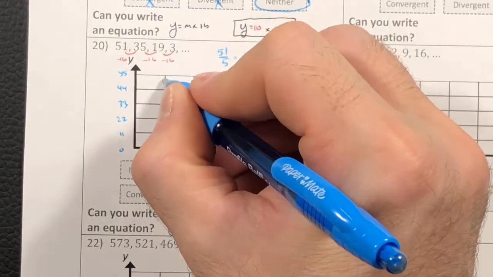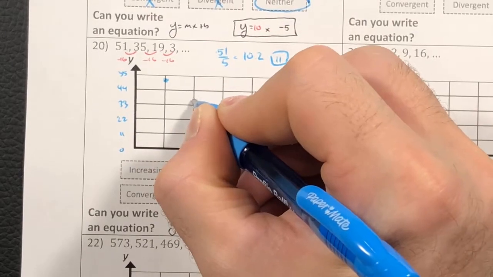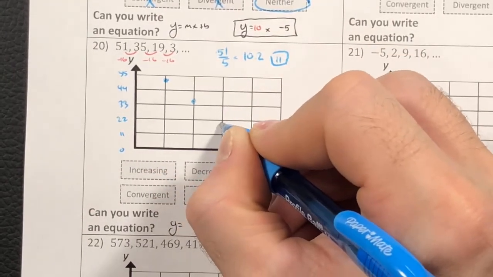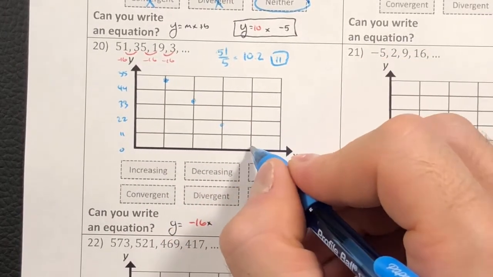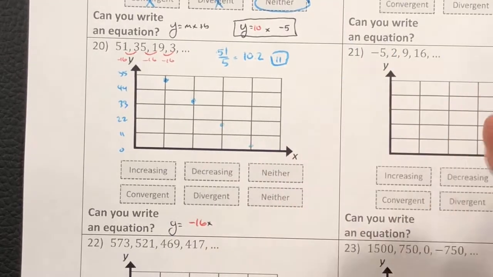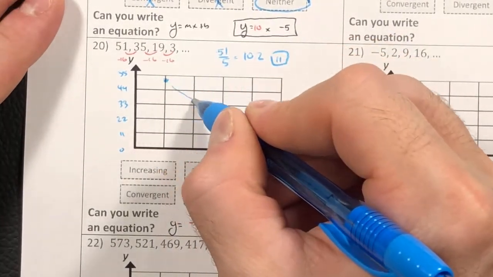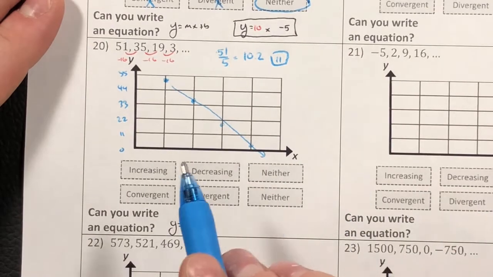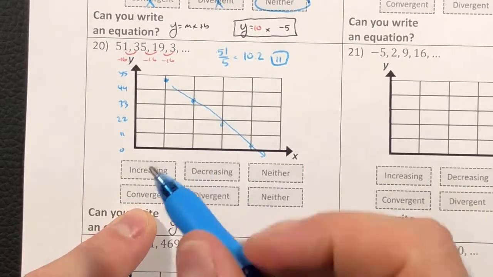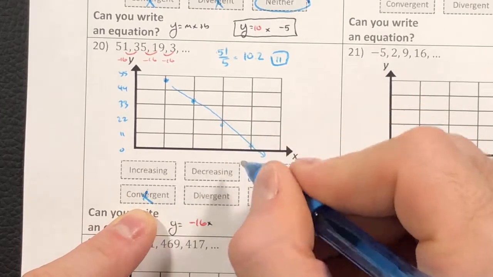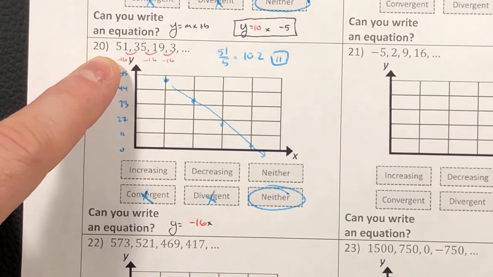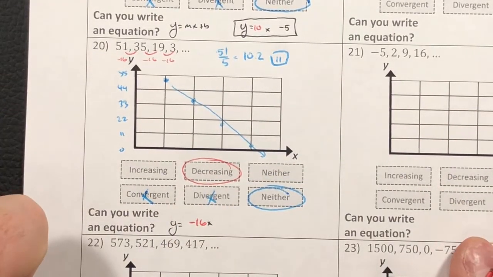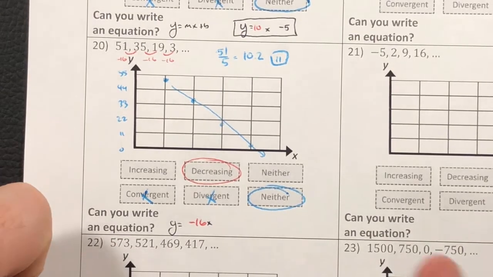So the first unit's at 51, 35, 19, and then 1, 2, 3. The fourth term is going to be 3, and that's going to be way down here. Okay, so I don't see it bending towards something, so it's not convergent. I don't see it oscillating, it's not divergent, it's going to be neither. This one, because it's a -16, it's going to be decreasing. Perfect.